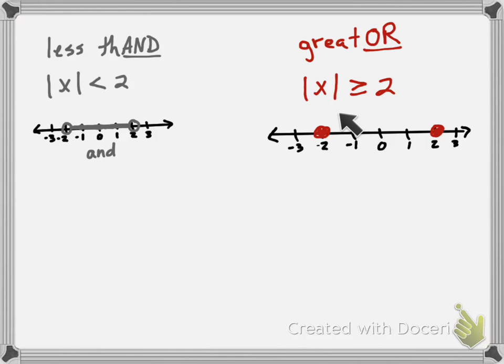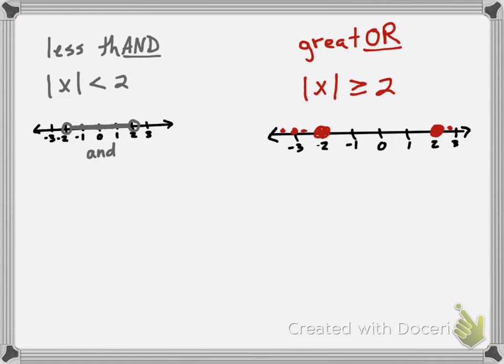And this time, since I need a greater value, the greater values are on the outside of the number line. Because the further left I go, the bigger the numbers get. The further right I go, the bigger the numbers get. So if I want something greater than 2, I have to go away from 0.